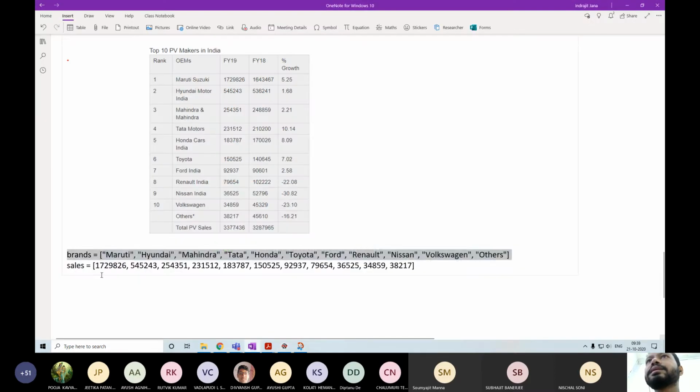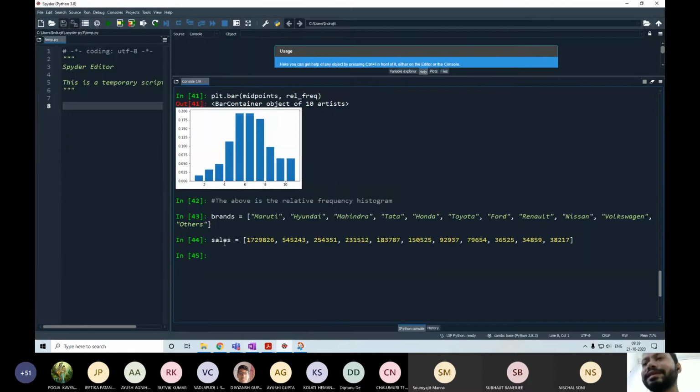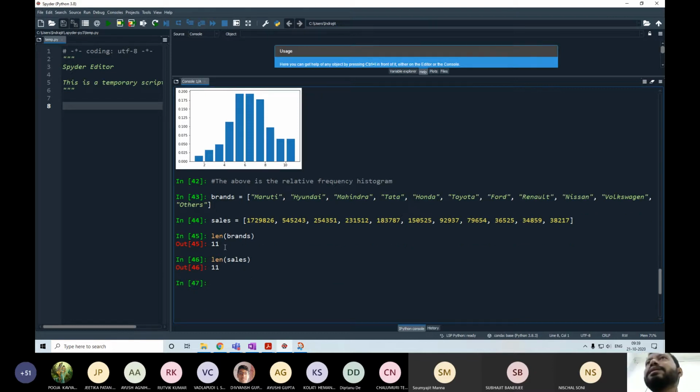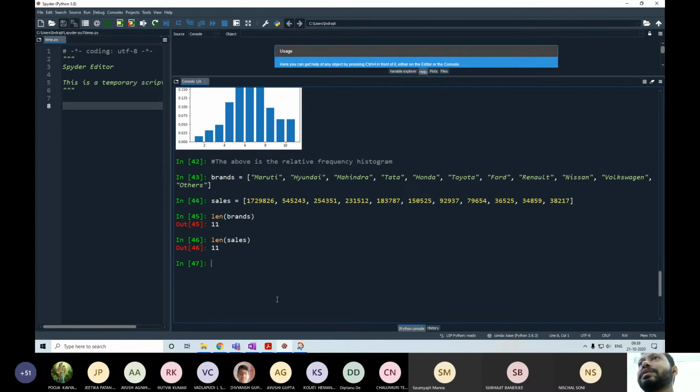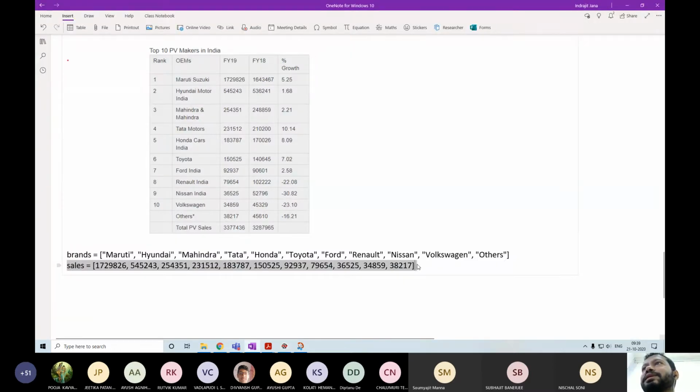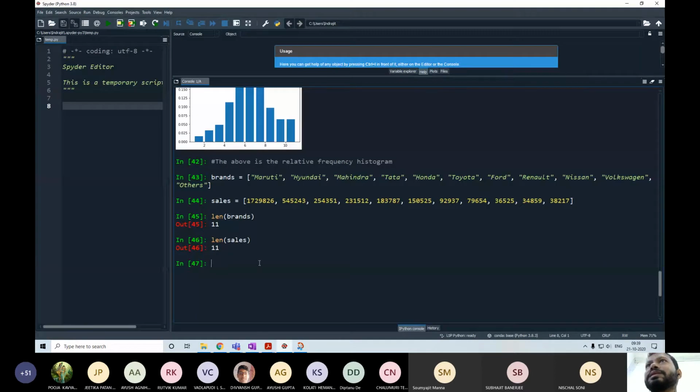And the sales figure. First of all, let us check the dimension is correct. 11 and sales. Fine, good. Now there is a way to, okay, before drawing the pie chart, actually, let me describe what this is. Actually, you know what? I think I should input sales as an array function.